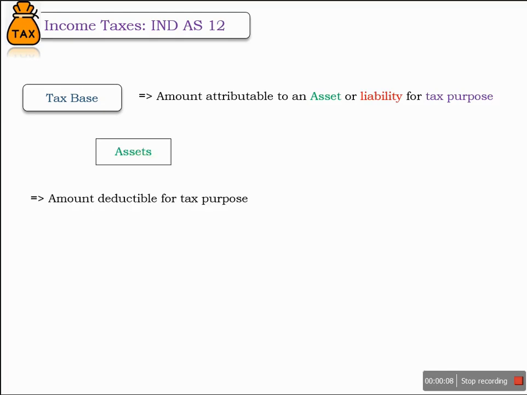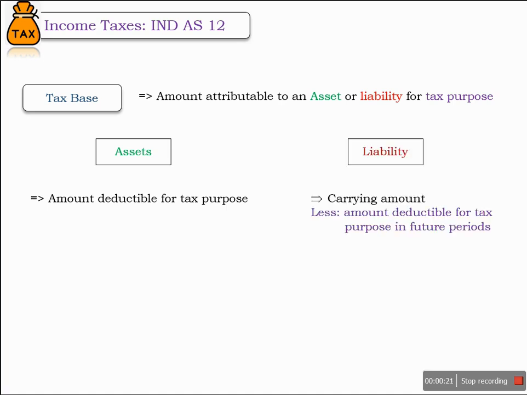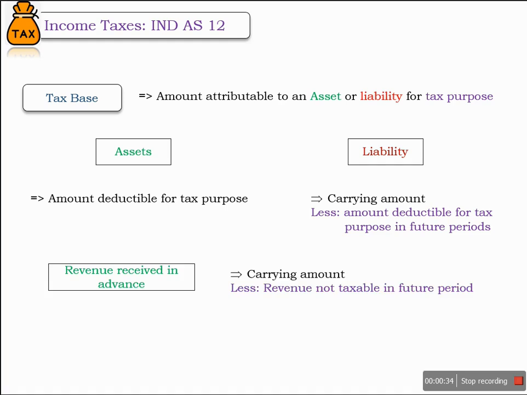So if we look at the asset, it is the amount that is deductible for tax purpose against any taxable economic benefits that will flow to an entity when it recovers the carrying amount of that asset. Similarly, in case of the liabilities, it is carrying amount less amount that is deductible for tax purpose in future period. In respect of the revenue that we have received in advance, tax base is the carrying amount less revenue that is not taxable in future period.